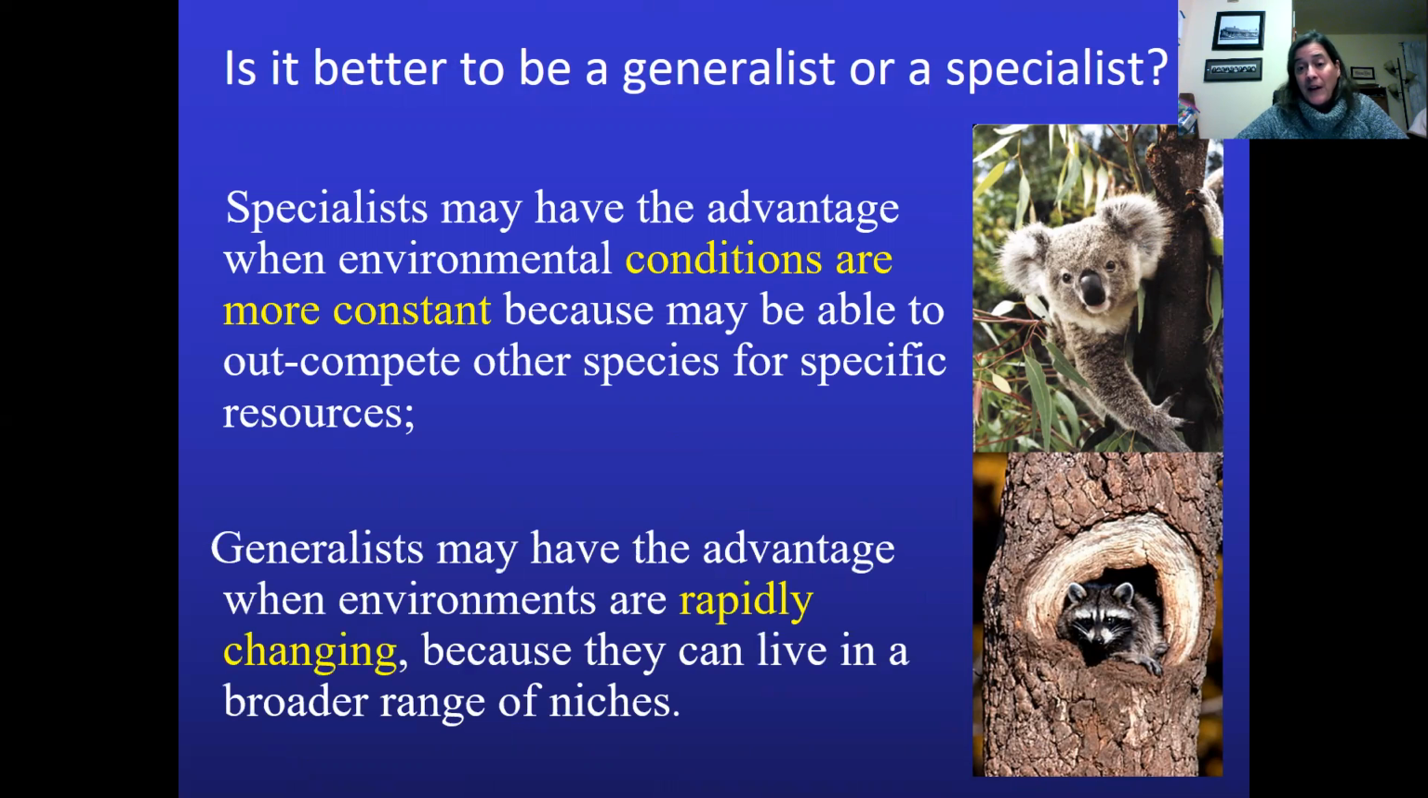Generalists, however, thrive when conditions are changing. Because they can adapt and live just about anywhere, they thrive then. So you can imagine that right now our world is changing pretty rapidly due to climate change and human expansion across the planet, so our generalists are often doing better. Like the raccoon has evolved to coexist with humans really well.